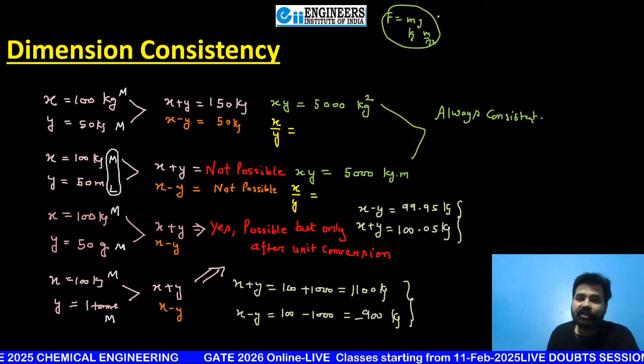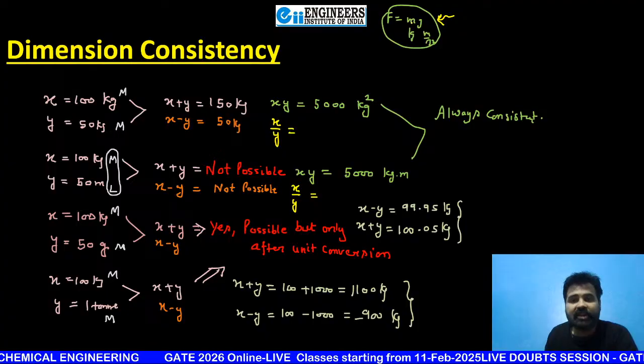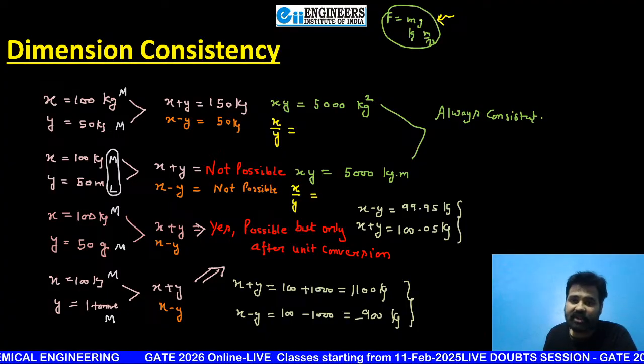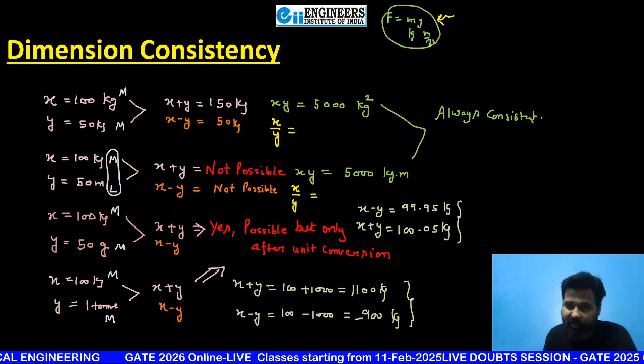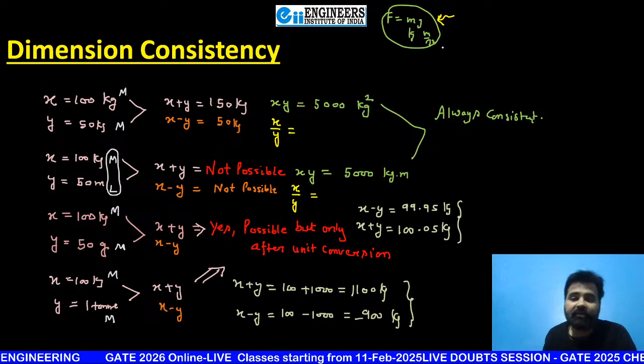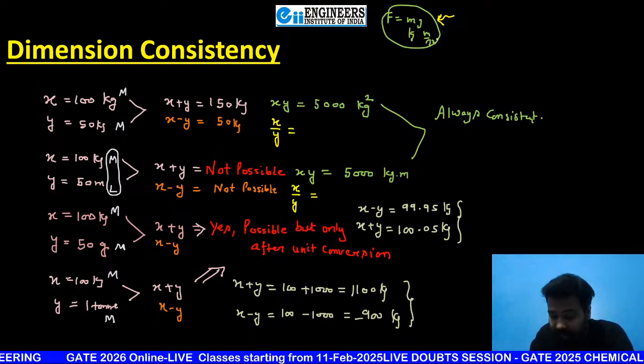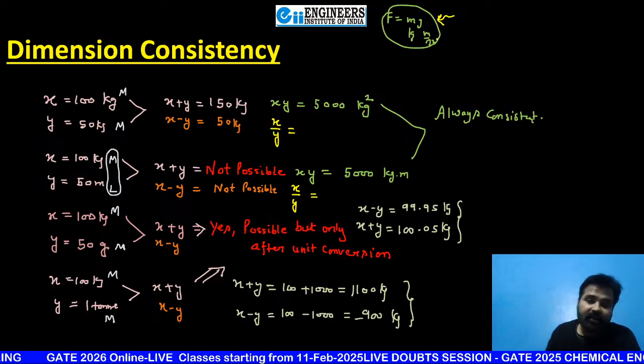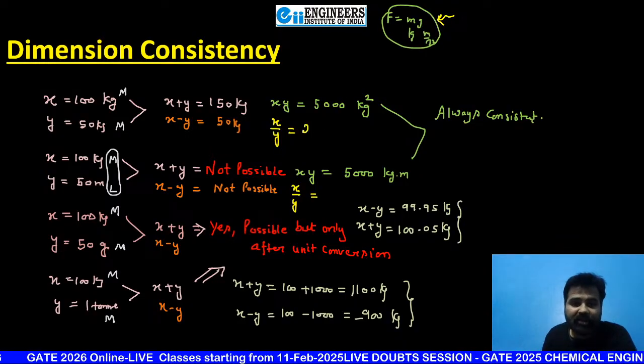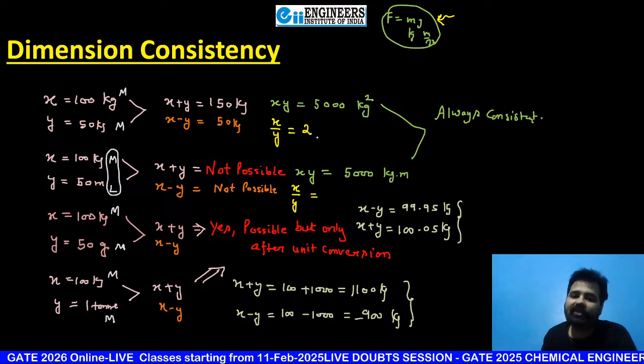Sir, why any physical example? Yeah beta, this is your physical example. See, you are writing F is equal to mg. M is mass, unit is kg, g is gravitational acceleration, unit is meter per second square. Still you are multiplying them. That means multiplications are always consistent. Here the value is 2, and 2 kg by kg, that means it is unitless in this case.